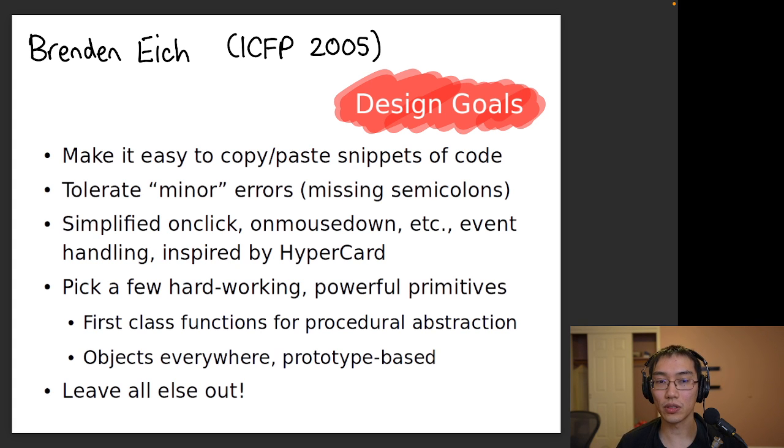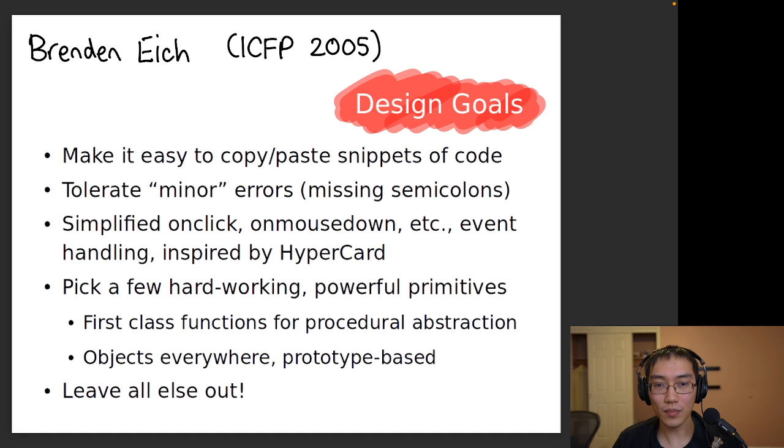So he had a few goals. One was he wanted to make it easy to copy and paste snippets of code. So the idea being someone writes some cool piece of JavaScript and you're like, dude, that is so awesome. I want to use that piece of JavaScript, which causes little sparkly stars to fall off my cursor. I want to use it on my website. So I'm just going to copy paste that piece of JavaScript code and put it over here. And one of the consequences of that was he wanted the language to tolerate so-called minor errors. So that's why, for example, in JavaScript, you can omit semicolons, and there's some complicated algorithm for deciding where the semicolons should be.